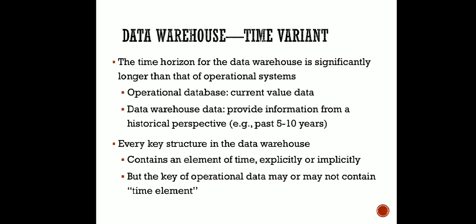Now let us focus on the third property, that is time variant. We have seen that an operational database works on current values. Let us say we are trying to fetch the average salary of a particular department. We are going to work on the current database, which means we use the data of those employees who are working in that department now, right? So whatever transaction or query we want to run always works on the operational database.